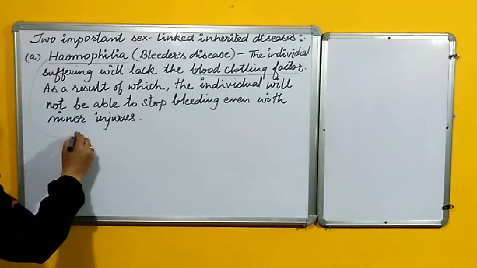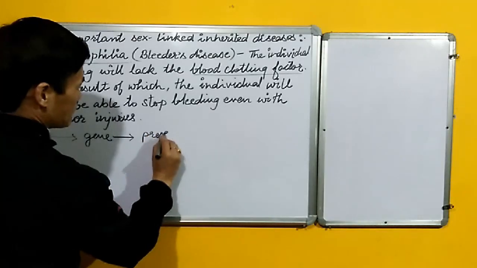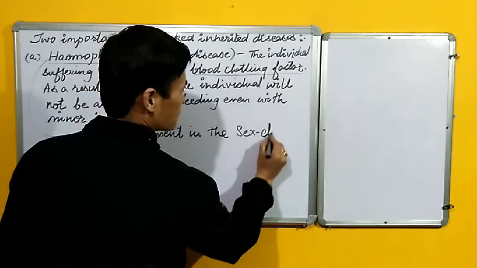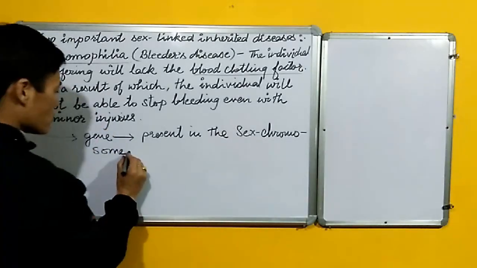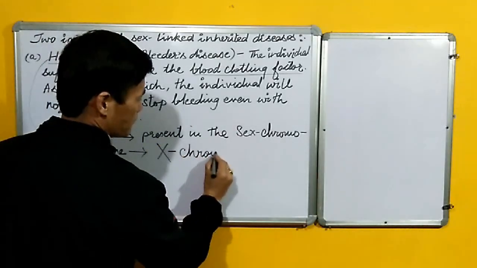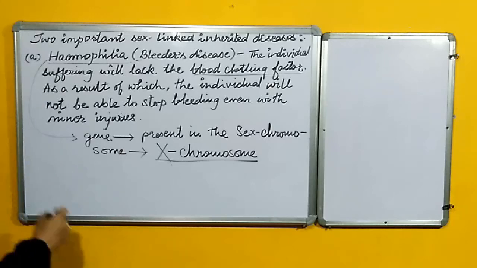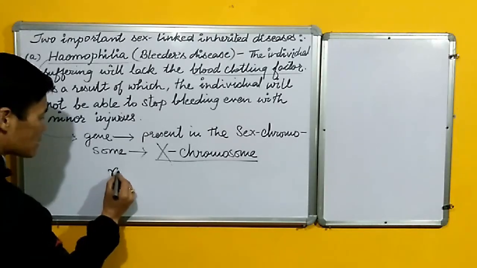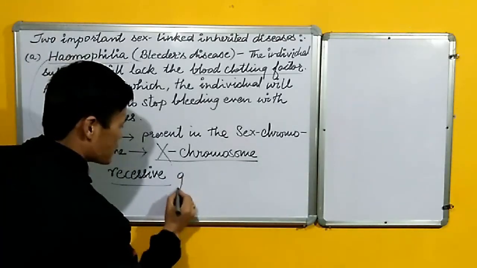So, the gene for hemophilia is present in the sex chromosome. And in which sex chromosome? The sex chromosome is the X chromosome. X chromosome. And the gene that causes hemophilia is a recessive gene. Recessive gene.